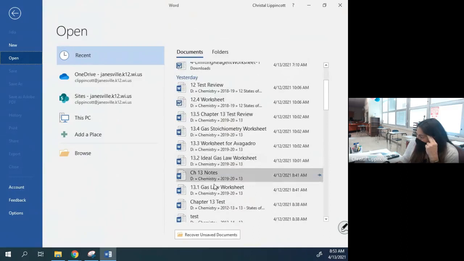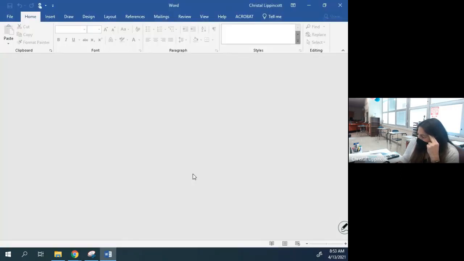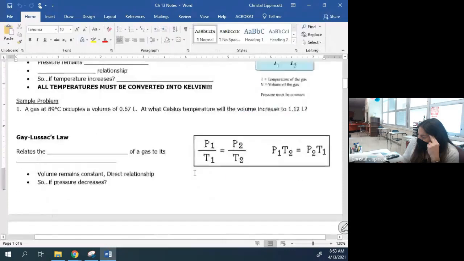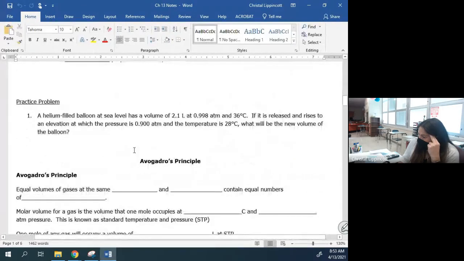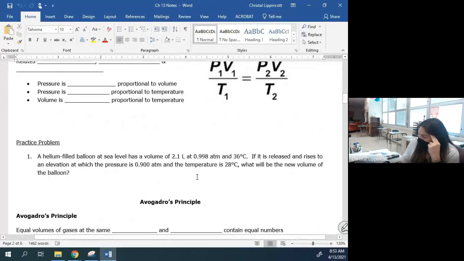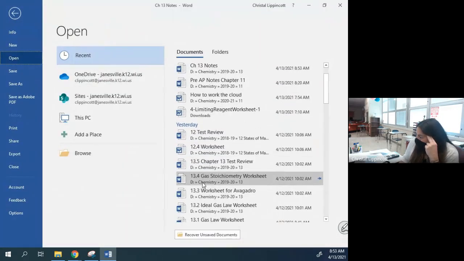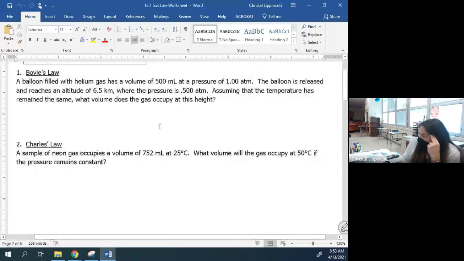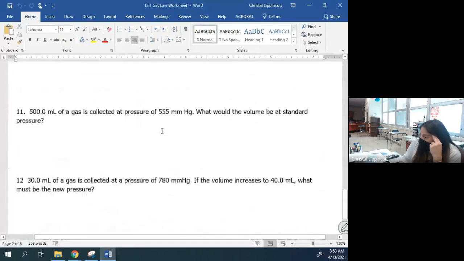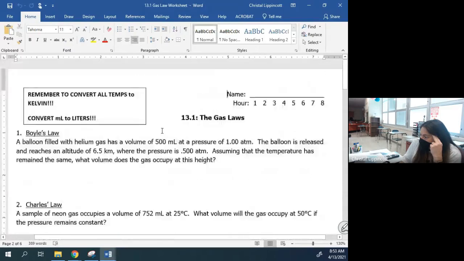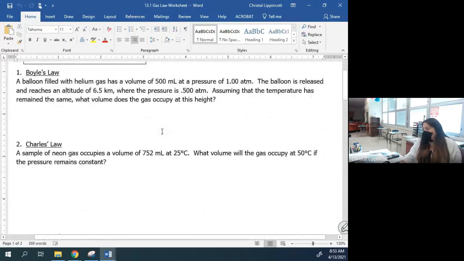So let's see, chapter 13 notes. This is where we left off yesterday. We went through these. We did the practice problem, and then we've got Avogadro's principle to go to. Okay, so that's where we're at. And then you had open, we had 13.1, I think was your homework. Yeah, here we go. So just want to go through a few of these problems with you and see how you're doing with these. So that's primarily what we're going to be working on today. And then tomorrow we'll get into Avogadro's principle and some other stuff.